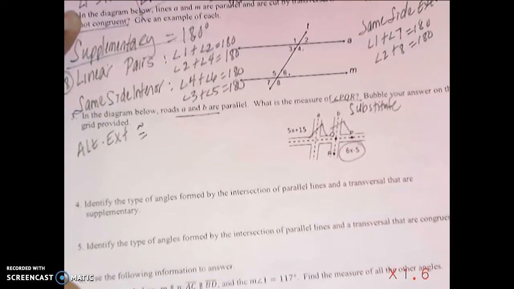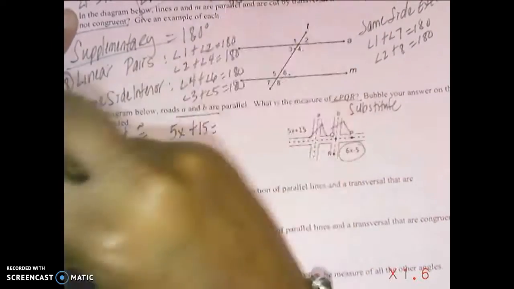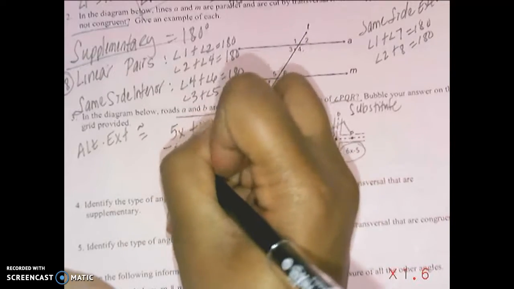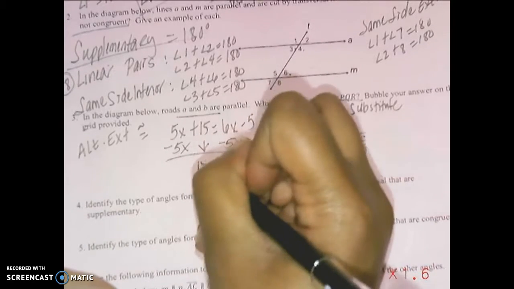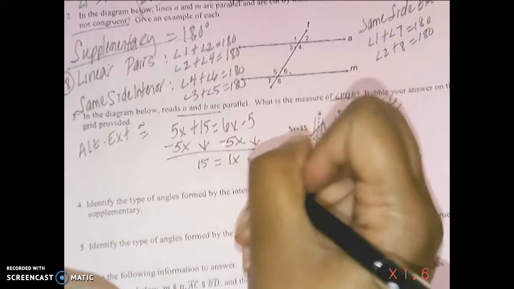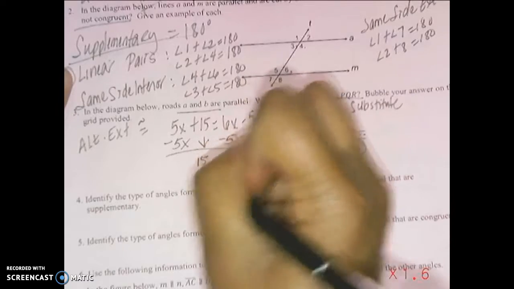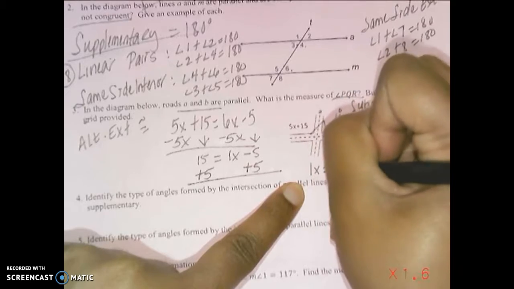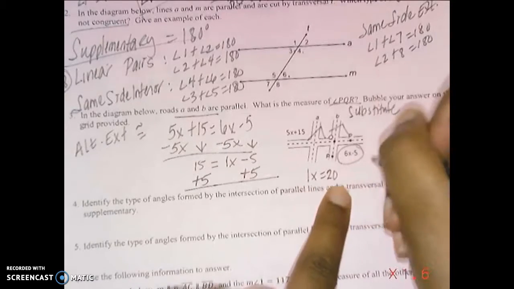And because those 2 angles are congruent, then the measures 5x plus 15 and 6x minus 5 can be set equal to each other to figure out what x equals. My steps to solve for x is to subtract 5x on both sides. That would leave me with 15 equals 1x minus 5. And then from there, we can add 5 on both sides. I ran out of space there. 1x equals 20. And so 1x equals 20 is the same as x equals 20.